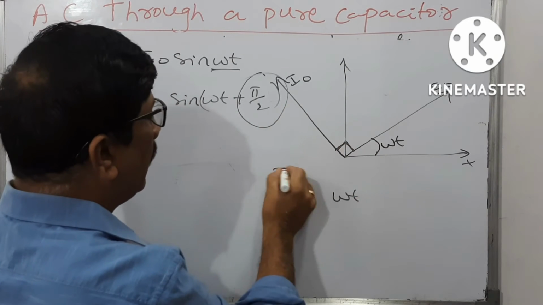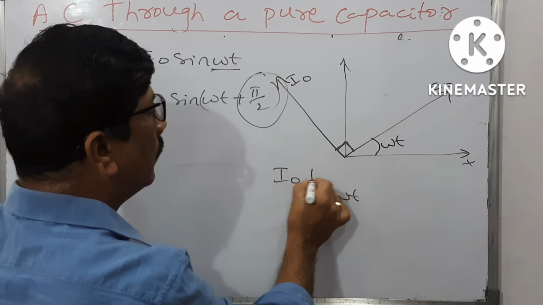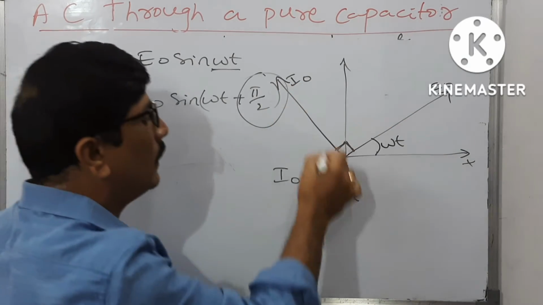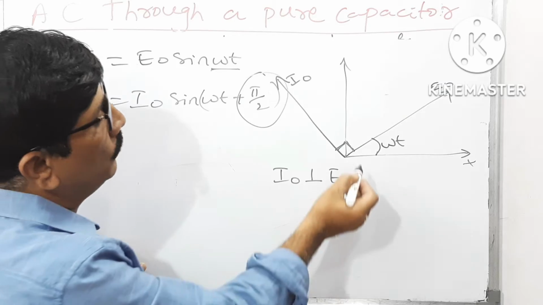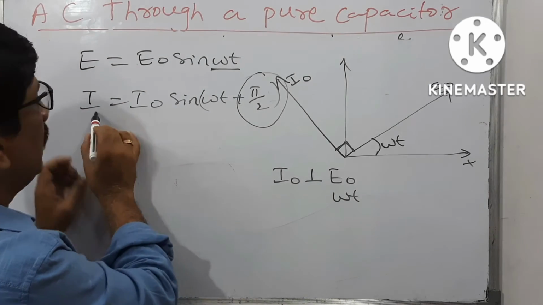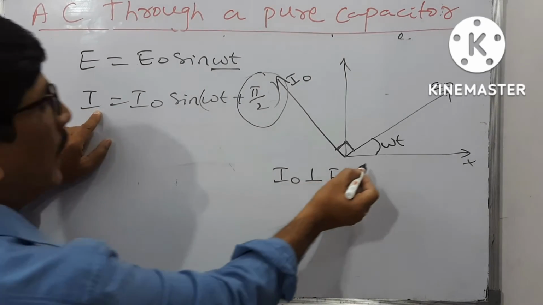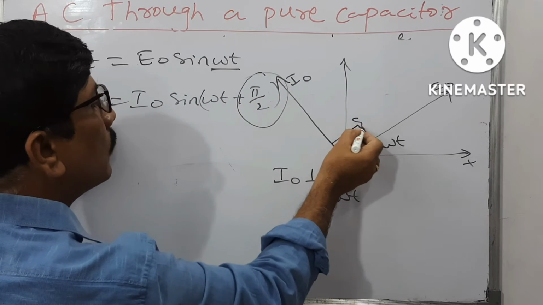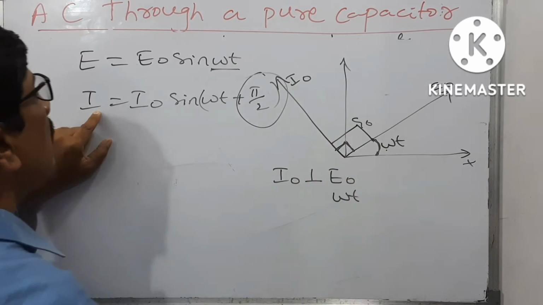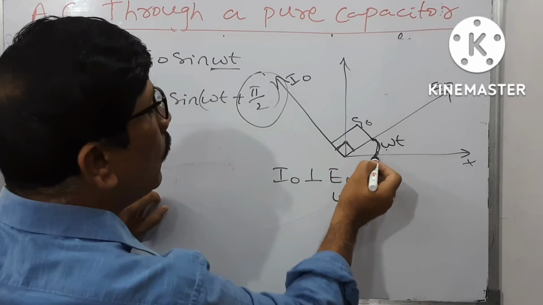That means the phasor of the I naught and the phasor of the E naught are perpendicular to each other. So you just see the instantaneous current at any time is omega t plus 90 degrees. This is 90 degrees, omega t plus 90 degrees. But this is making only omega t.